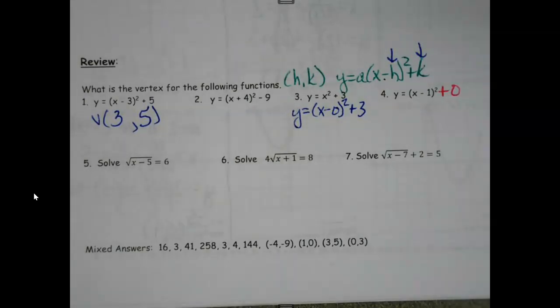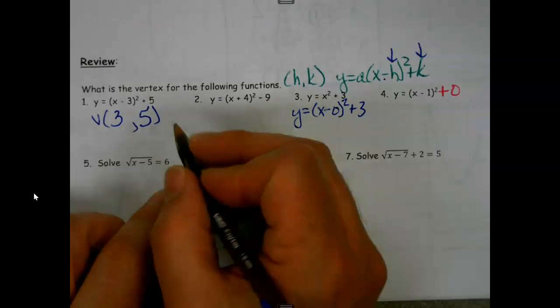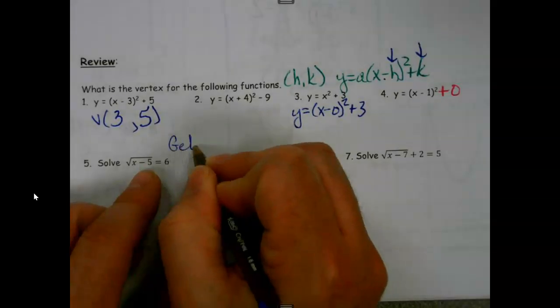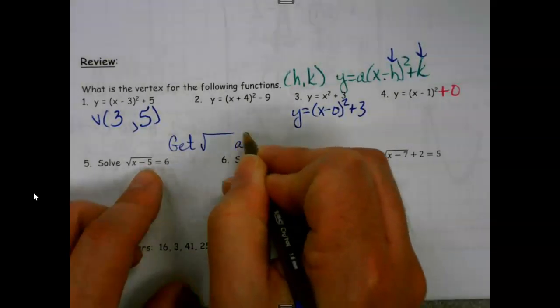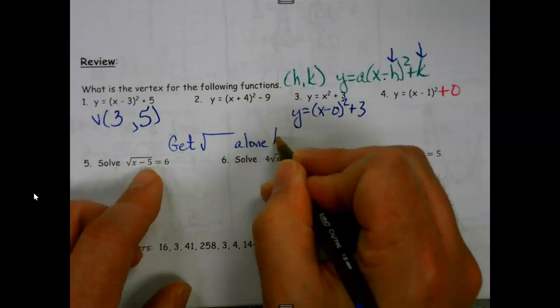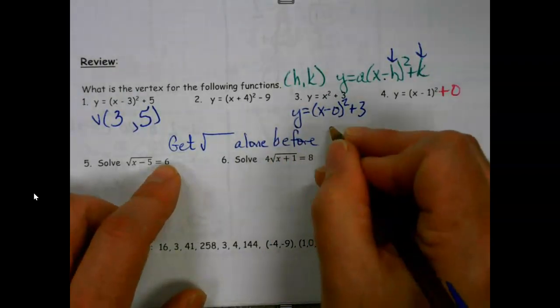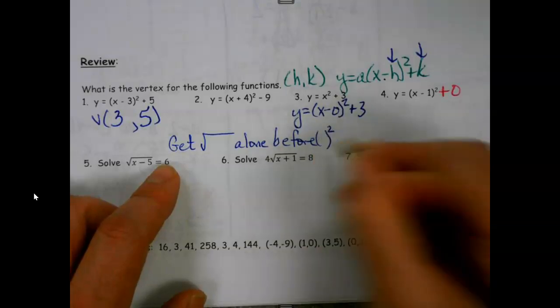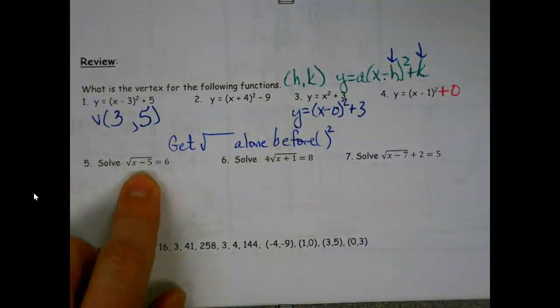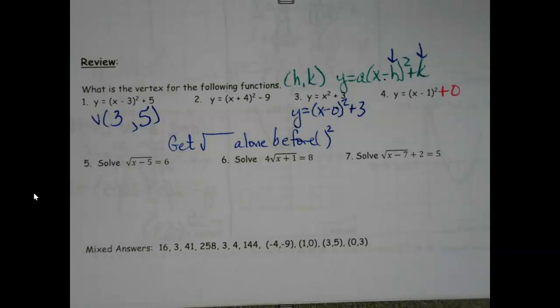So then my last thing for you. Way back to the radicals, but hey, we got this. We've got to get the radical alone before we square it. Number 5, I can square right away. It's already alone. But I don't want to do that one because that's the easy way out. So we're going to do 6.